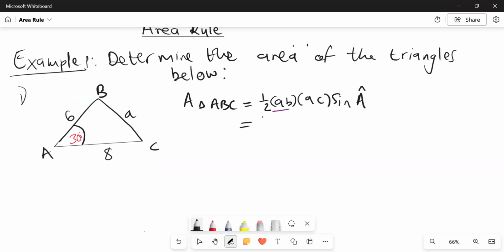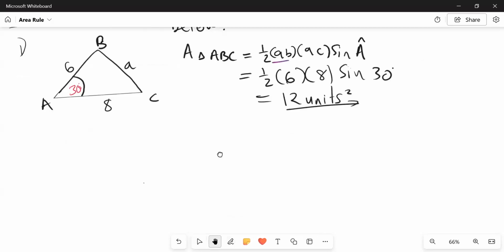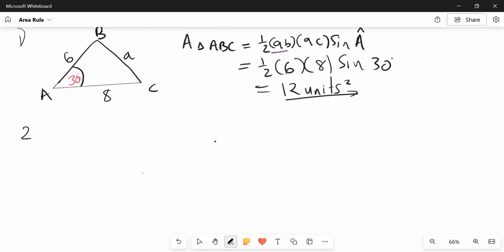So now let's substitute. Plug in the information. Your AB is 6, your AC is 8, and sine of that angle, that's 30 degrees. And then you get 12 units squared, because this is an area. That's the first example. Let's move to example number 2. Now they're trying to change the situation. Now they're trying to confuse us. Now they give us something like this.